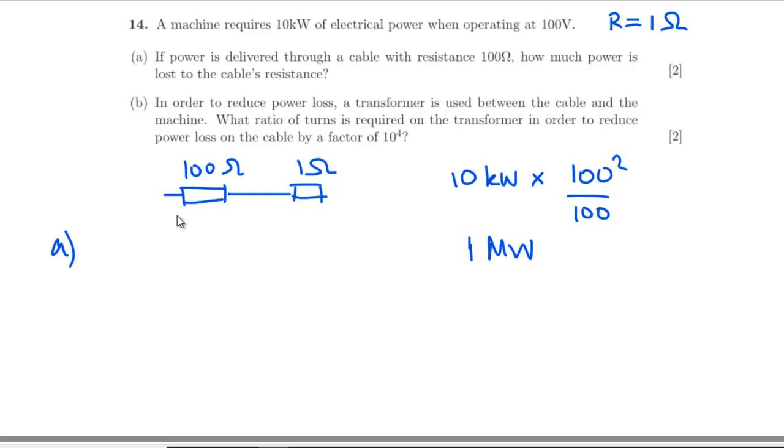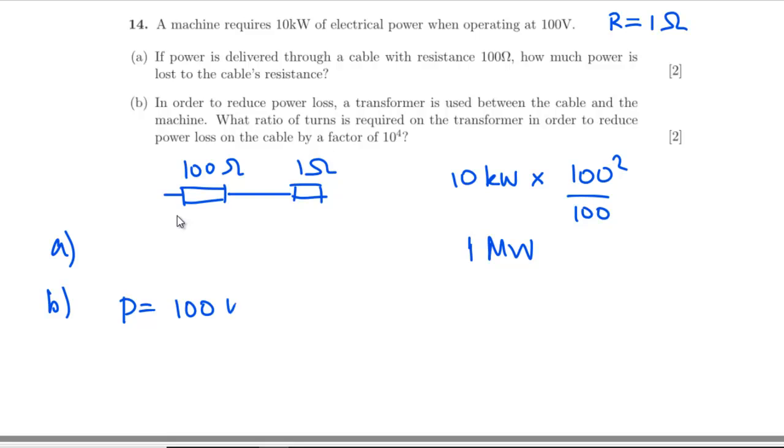What ratio of turns is required on the transformer in order to reduce power loss on the cable by a factor of 10 to the 4? Right, I always find transformers easier to think about in terms of current. I don't know why. So we want to reduce the power by a factor of 10 to the 4. We've got 10 to the 6.